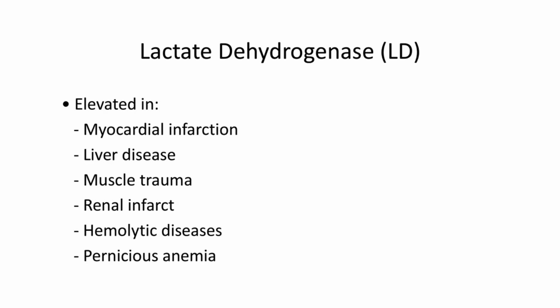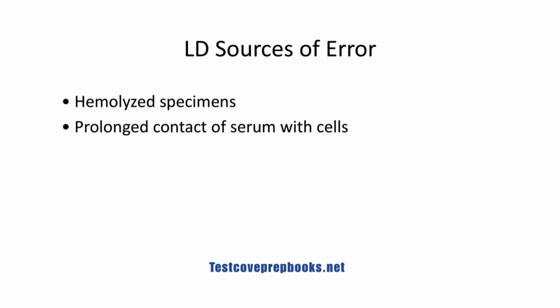As for lactate dehydrogenase, or LD, levels increase in several conditions, including myocardial infarction, liver disease, muscle trauma, renal infarct, hemolytic diseases, and pernicious anemia. Some laboratory errors can affect LD measurements. Hemolyzed specimens can falsely elevate LD, and prolonged contact of serum with cells may also distort results.